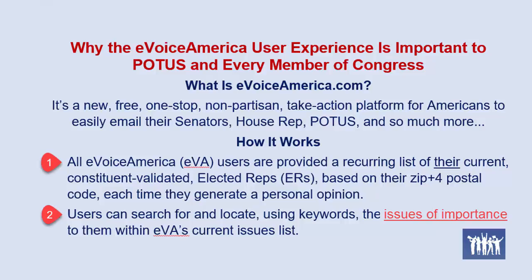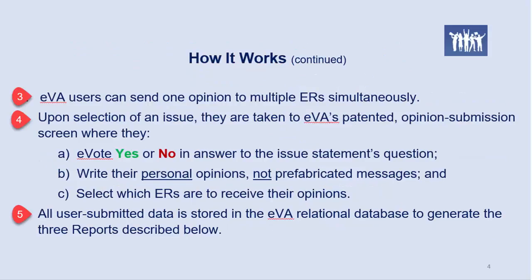All eVoiceAmerica users are provided a recurring list of their current constituent-validated elected reps based on their ZIP+4 postal code each time they generate a personal opinion. Users can search for and locate using keywords the issues of importance to them within EVA's current issues list. EVA users can send one opinion to multiple ERs simultaneously.